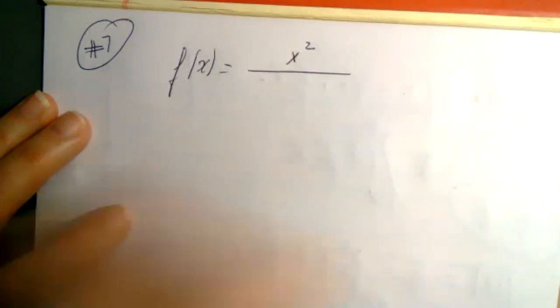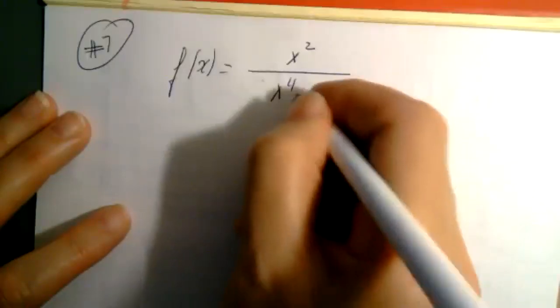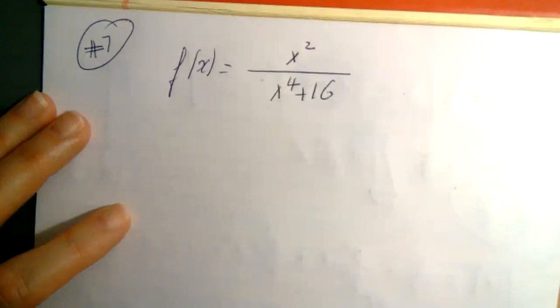So now I look at your other two problems, because we have to learn this stuff. Your other two problems were number 7 and number 8. So now I'm going to focus on number 7. And here is the problem. I have the function f of x equal to x squared over x to the power 4 plus 16.